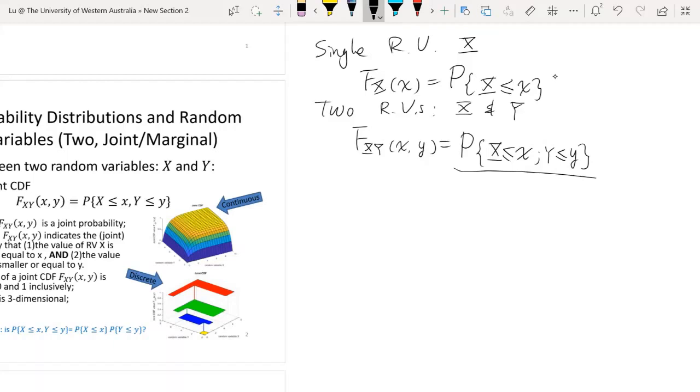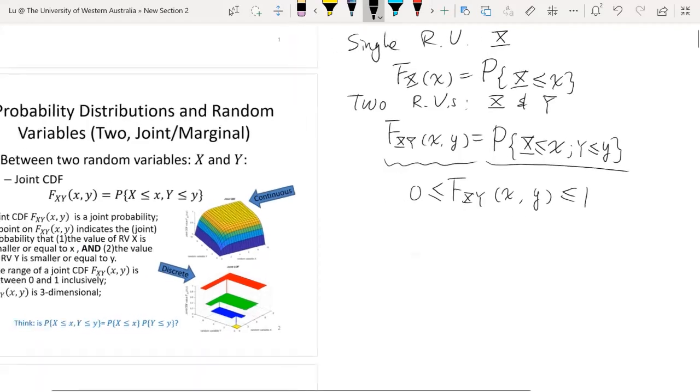Okay, and because we said the joint CDF is actually a probability, we can say the value of the joint probability must be smaller or equal to 1 and also greater or equal to 0. In other words, 0 and 1 are the minimum and the maximum possible values for a joint probability. This remains the same as the property for the general CDF function for a single random variable.